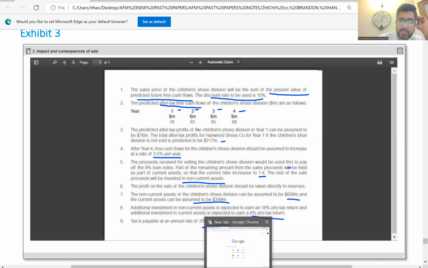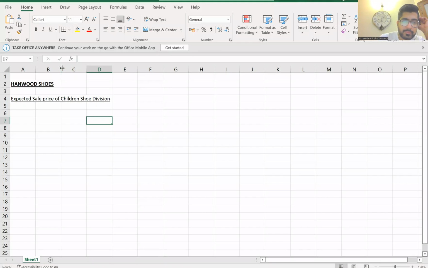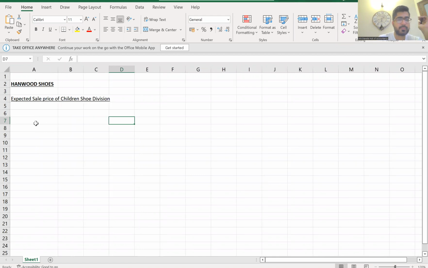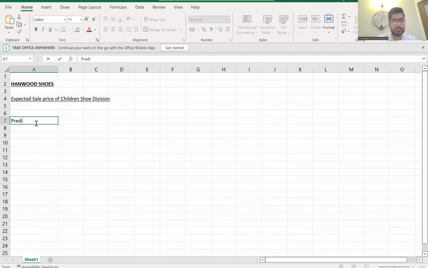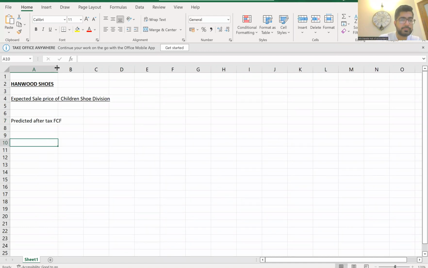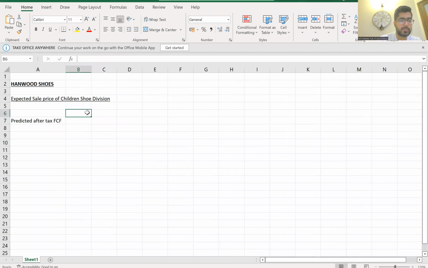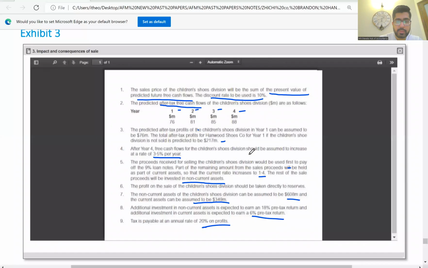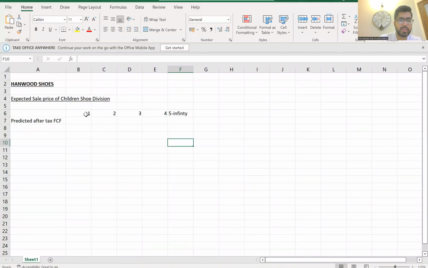So predicted after tax FCF. One, 2, 3, and 4, and then 5 to infinity. Actually, I am unable to copy the infinity sign from here, but in the exam tab, you will be given that sign. So you can always mention that sign, okay?